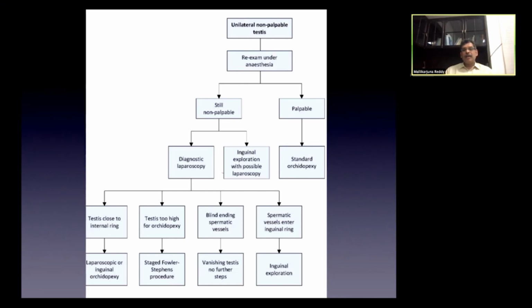Blind-ending spermatic vessels mean a vanishing testis. You need no further steps. You need not explore the inguinal region. There are a significant number of times, about 30%, where you can see a nubbin, but there is no increase in risk of malignancy. And if the spermatic vessels are entering the inguinal ring, you can do an inguinal exploration, or you can still continue laparoscopically, where you can look through into the inguinal ring and then identify the testis. Okay, thank you very much.